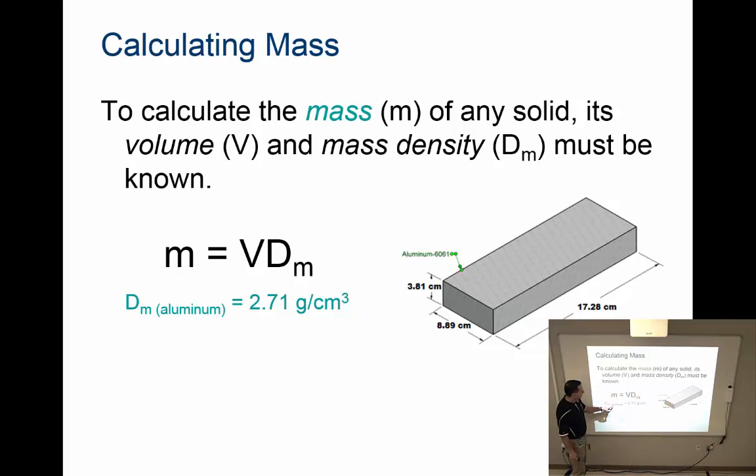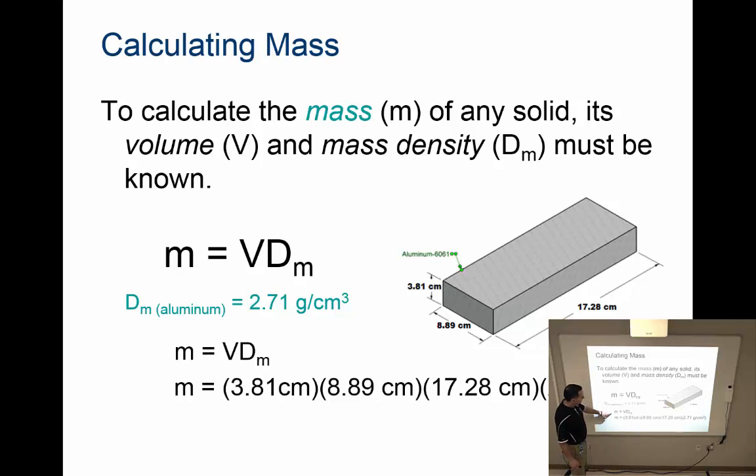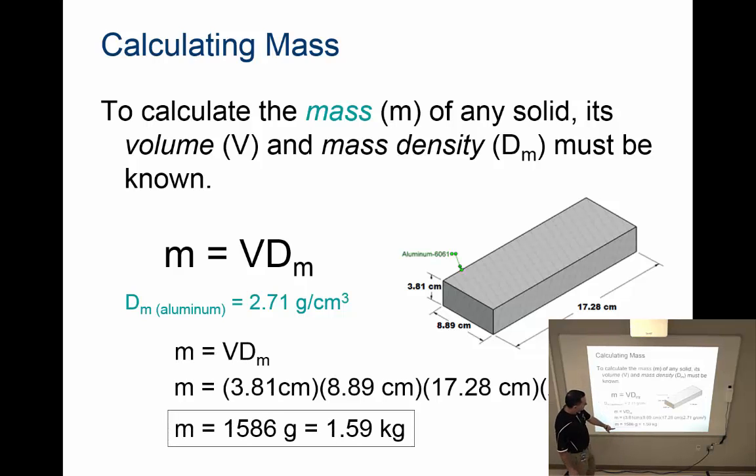If it's aluminum, it has a density of 2.71 grams per centimeter cubed. I have all the dimensions I would need to calculate the volume. I can plug these numbers in, and I'm going to get a mass of 1.59 kilograms.